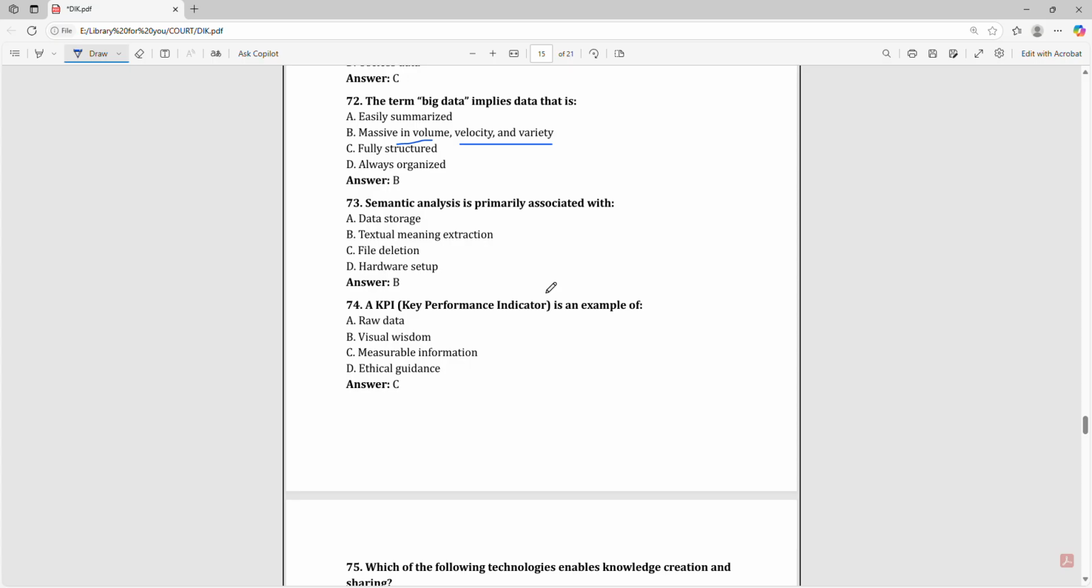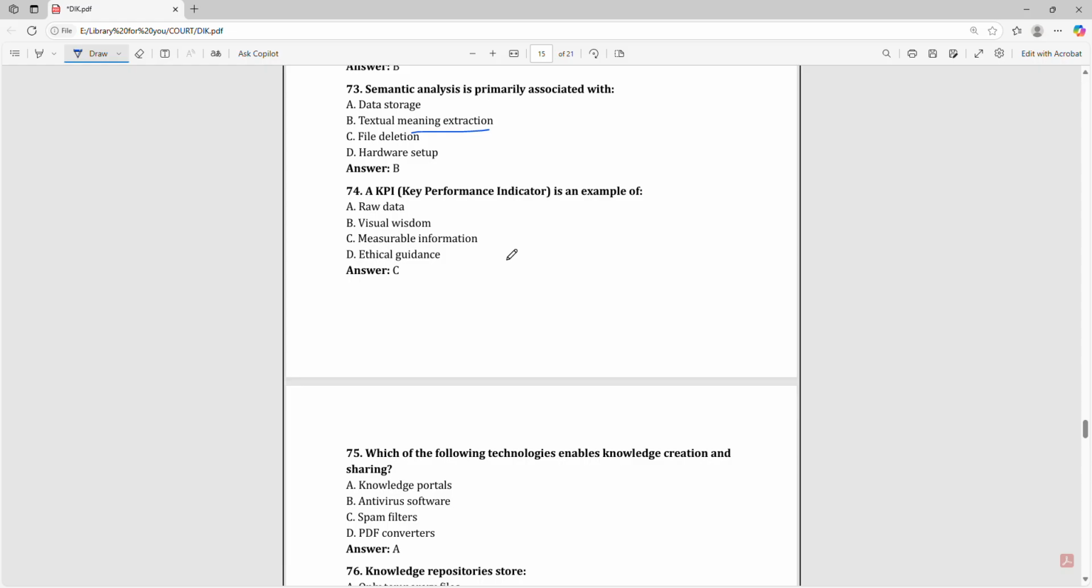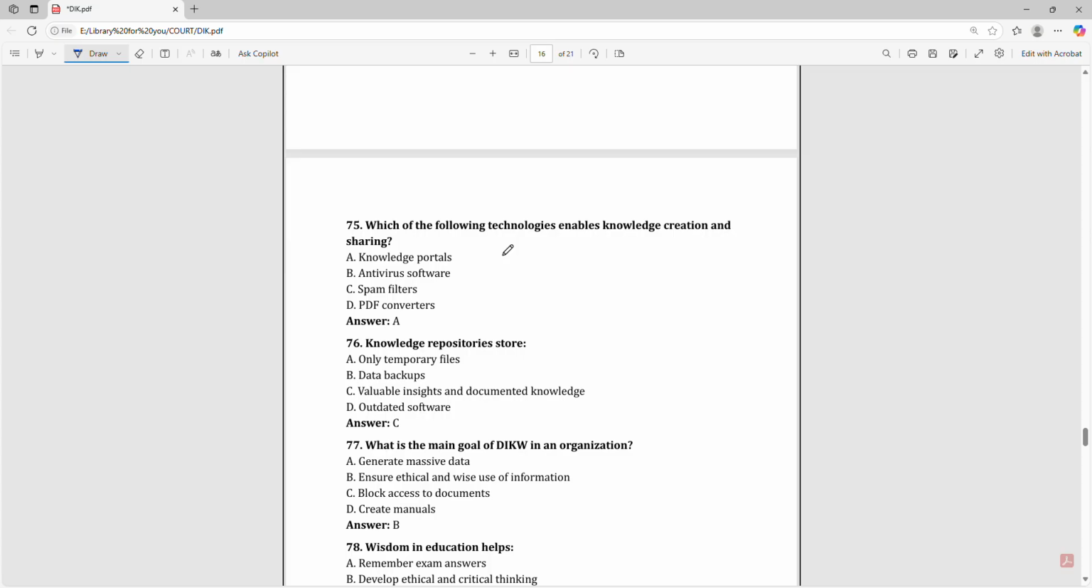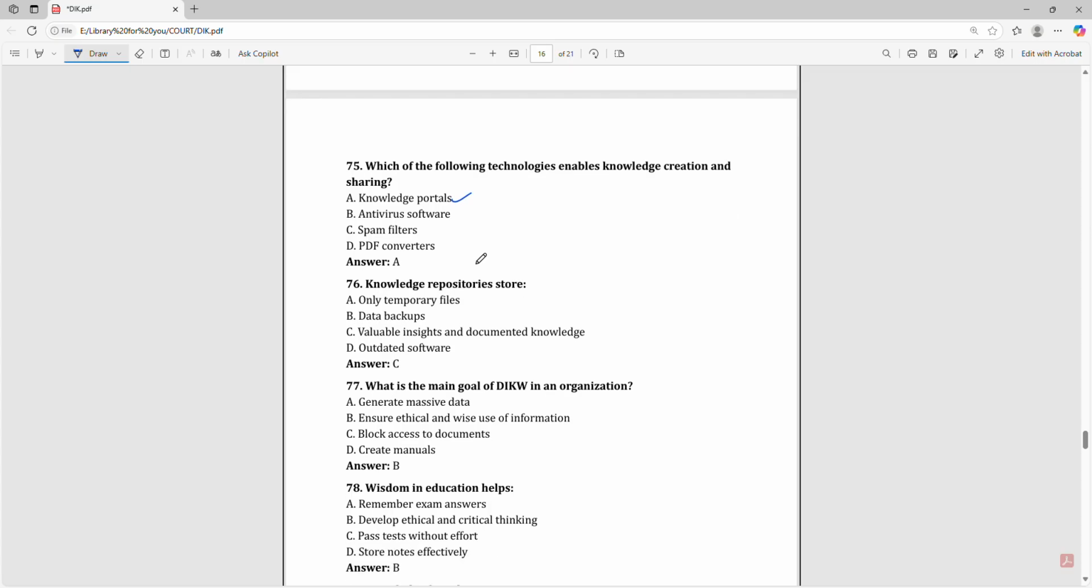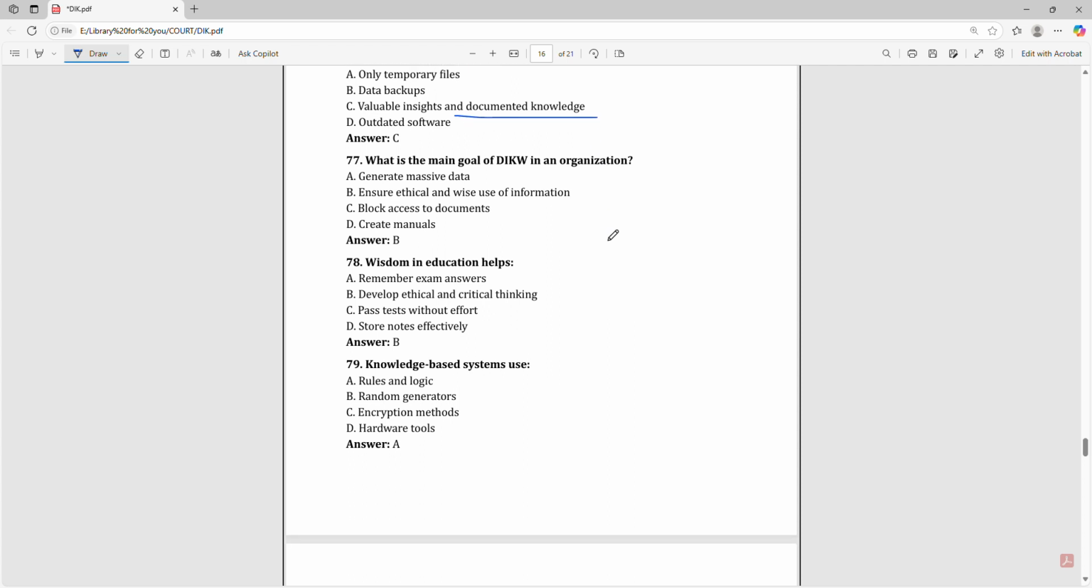Semantic analysis is primarily associated with textual meaning extraction. A KPI is an example of measurable information. Which of the following technologies enables knowledge creation and sharing? That is knowledge portals. Knowledge repositories store valuable insights and documented knowledge. What is the main goal of DIKW in an organization? That is to ensure ethical and wise use of information.